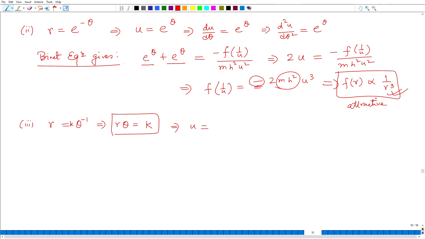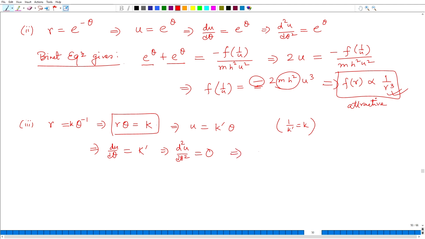again k prime theta, the same thing. So, it was like k by theta, so u will be theta by k. So, 1 by k prime is actually equal to k. And so, you have this. Now, du d theta is constant and d2u d theta 2 is equal to 0.